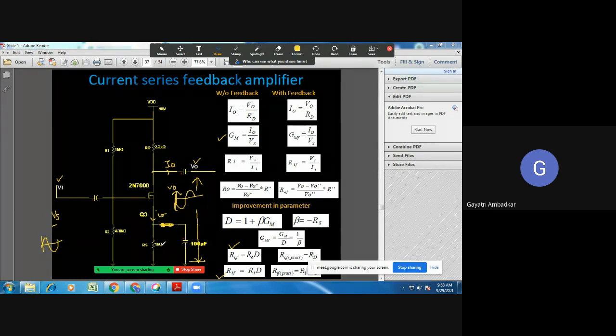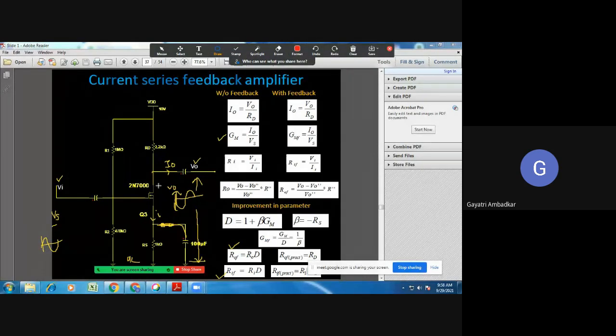Out of that, I have connected here a capacitor. Therefore, whatever AC is there will be bypassed through this capacitor. AC will not flow through this RS, and therefore there will be no AC voltage developed across RS. Now look at this resistance RS. This is part of the output side as well as the input side.